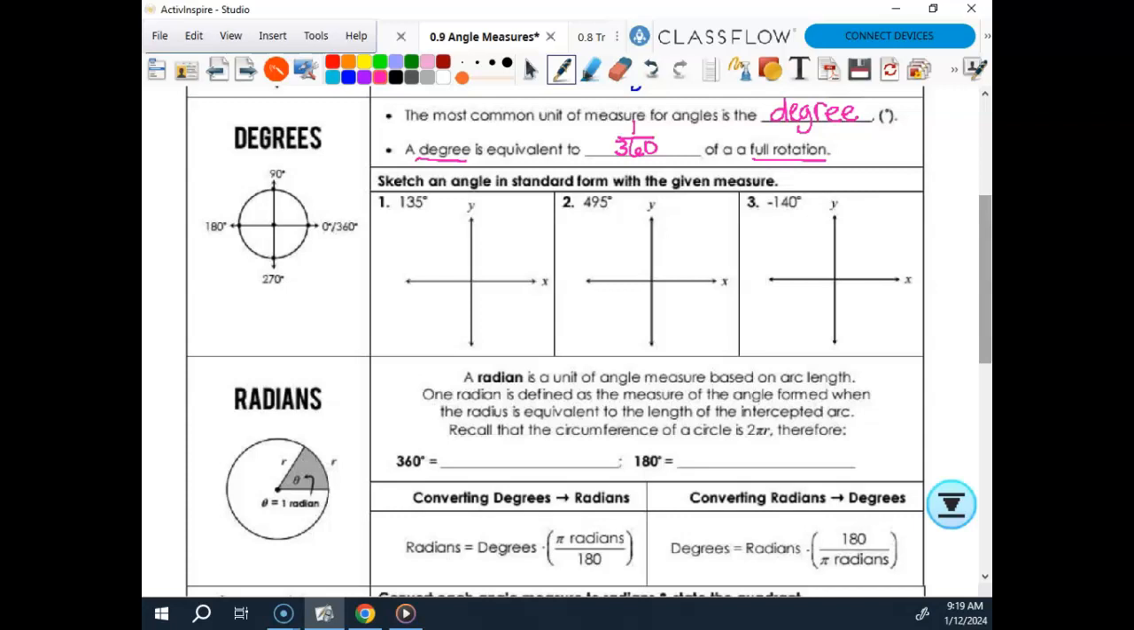Does that make sense to you? Yes? Okay. All right, so because of the way that we rotate in the coordinate plane, that is why the quadrants are numbered the way they are, if you ever wondered.